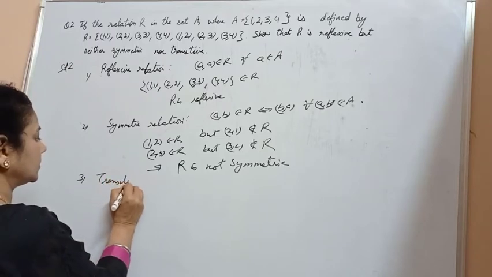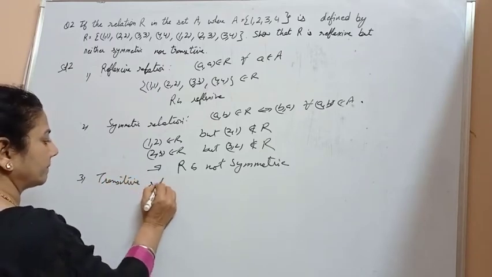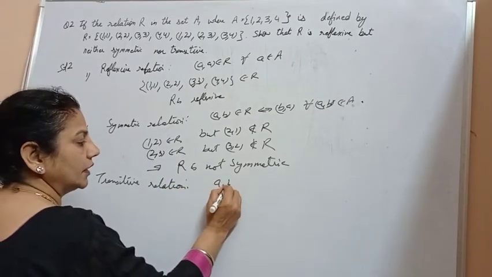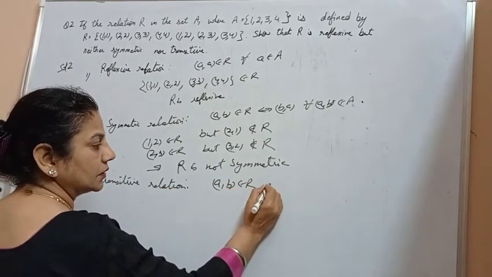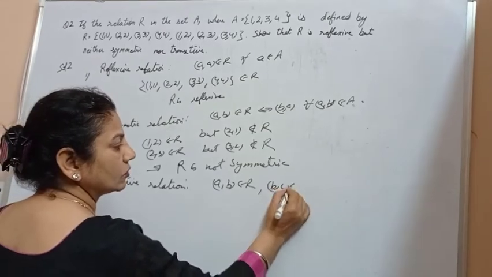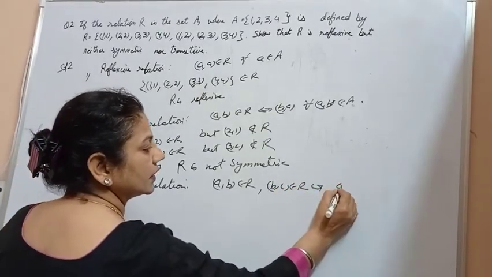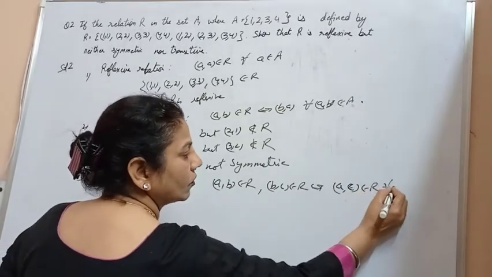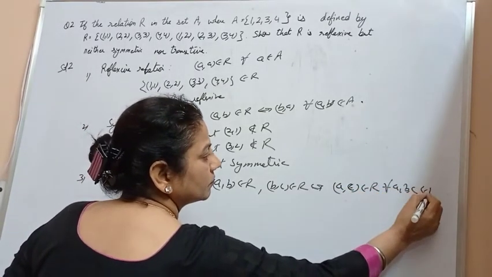Check for transitive also. For a transitive relation, we know that (a,b) belongs to R and (b,c) belongs to R implies (a,c) belongs to R for all a, b, c belonging to set A.